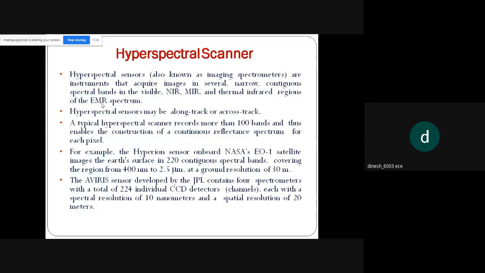Next type of sensor, we have the imaging spectrometers. For this, we use a high spectral sensor that acts as the instrument for acquiring images in several narrow and contiguous spectral bands in the visible, near infrared, middle infrared, and thermal infrared regions of the electromagnetic spectrum. These hyperspectral sensors could be along track or across track. So a typical hyperspectral scanner will record more than 100 bands, and thus it enables the construction of a continuous reflectance spectrum for each pixel.